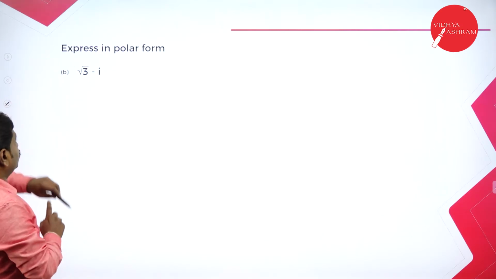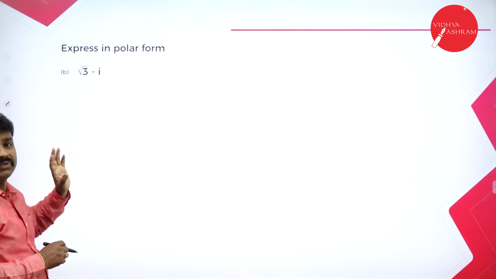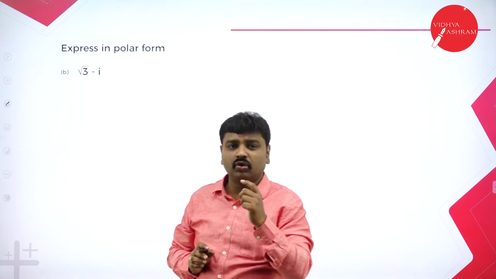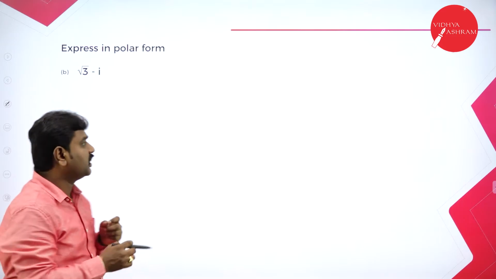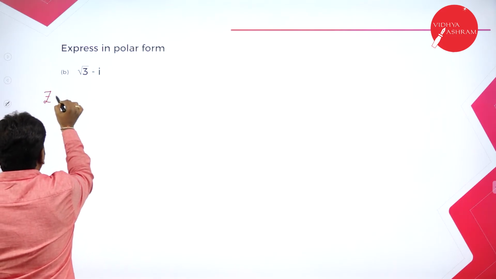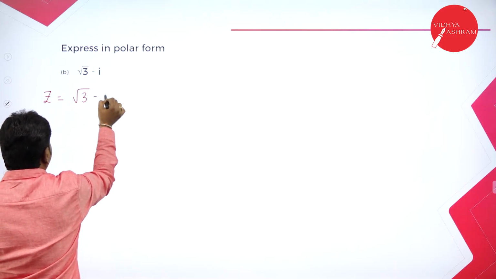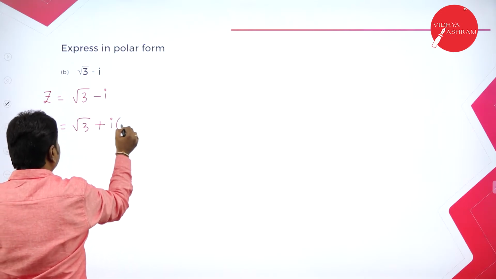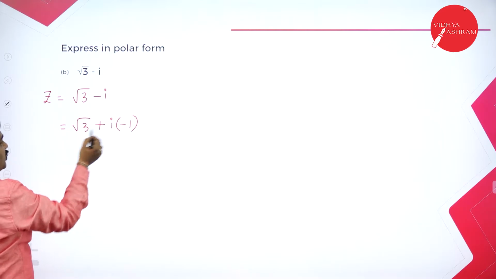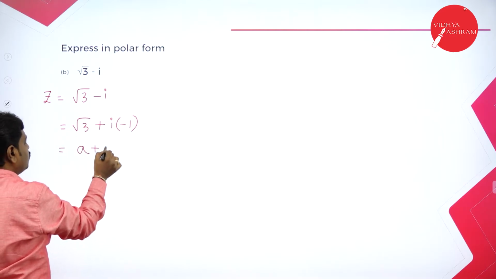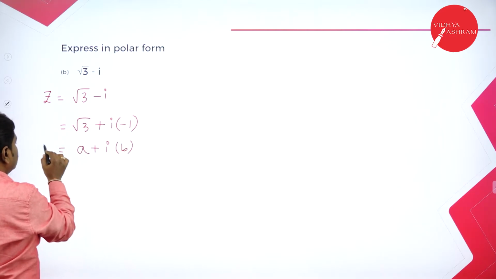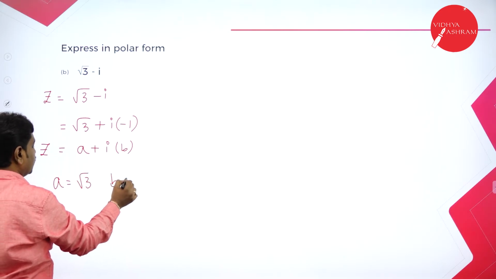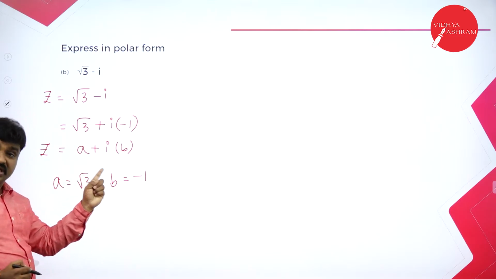Now we go to the next one, root 3 minus i. They want you to express this in what form? Polar form. What is the question given? Root 3 minus i. So compare it. I'll take z is equal to root 3 minus i, or can I write it as root 3 plus i into minus 1, because I want the a plus ib form. What is the a value here? By the method of comparison, a is root 3, positive, b is minus 1. Here a is positive, b is negative.